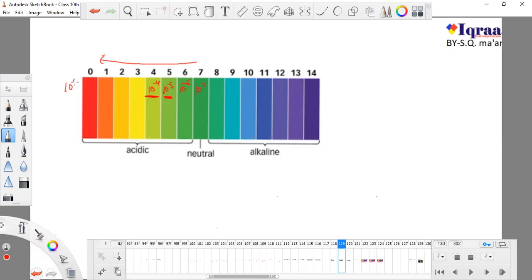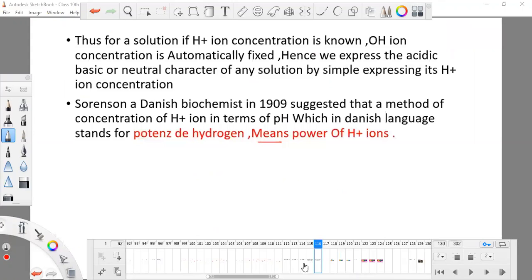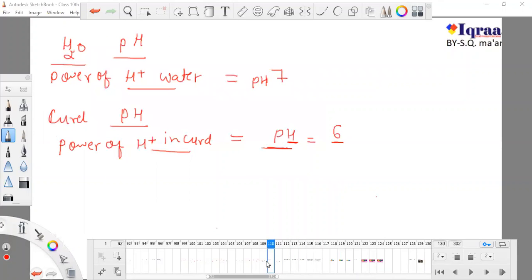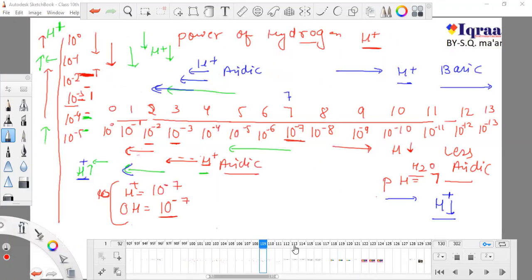And 10 to the power 0 is greater than this entire chart. If you go here, then 5 is more powerful than 6, 4 is more powerful than 5, 3 is more powerful than 4, 2 is more powerful than 3, and 1 is more powerful than 2 in terms of H plus ions. The exact values are 10 to the power minus 3, 10 to the power minus 2, but to make it easy we are just writing 1, 2, 3, 4, 5, 6. So this is our power of H plus ions, and it lies in this type of chart.